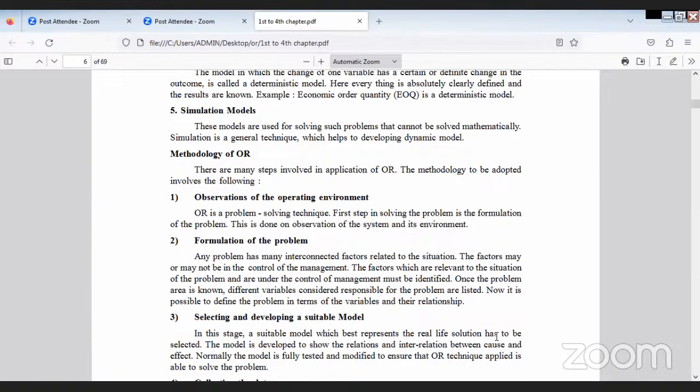The factors which are relevant to the situation, the problem, and are under the control of management must be identified. Once the problem area is known, the different variables considered responsible for the problem are listed. Now it is possible to define the problem in terms of variables, but then the relationship depends on it.